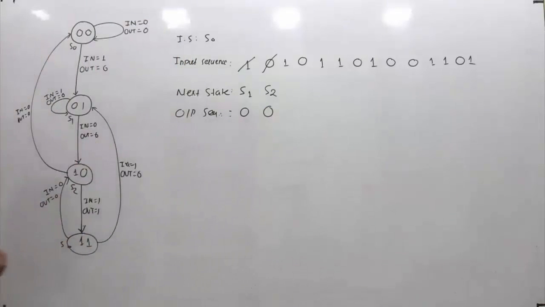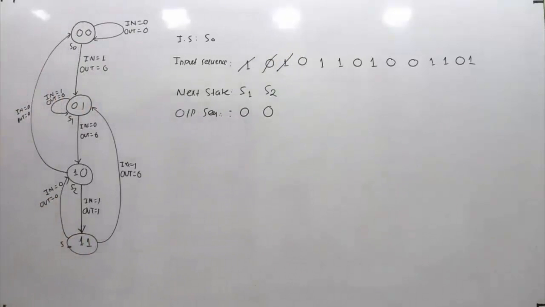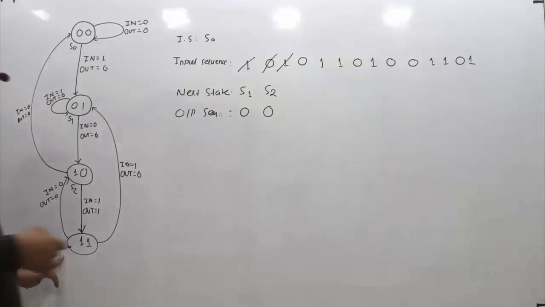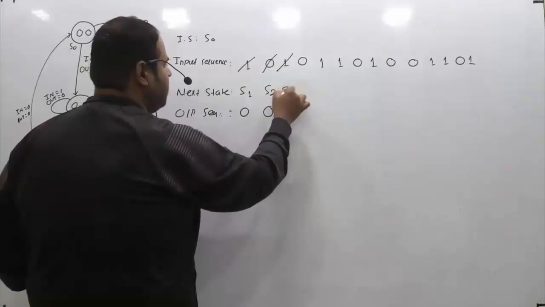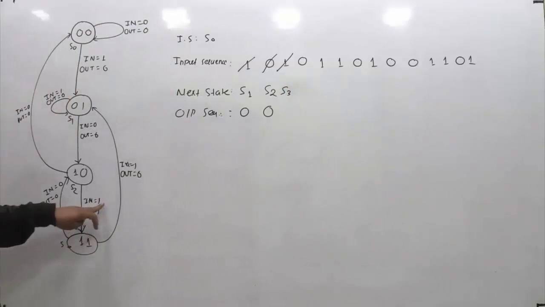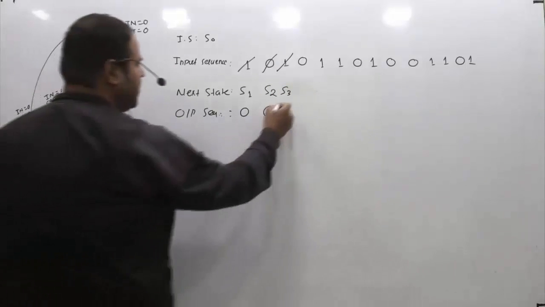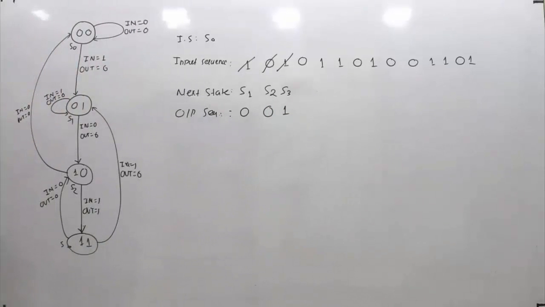So now I am at S2, that is here. Again, I am giving the input 1. If you are at S2 and you give input 1, you make a transition to state S3. So from S2 you move to state S3 because of the input 1. And while moving from S2 to S3, the output you are getting is 1 only. So you reach S3 now.